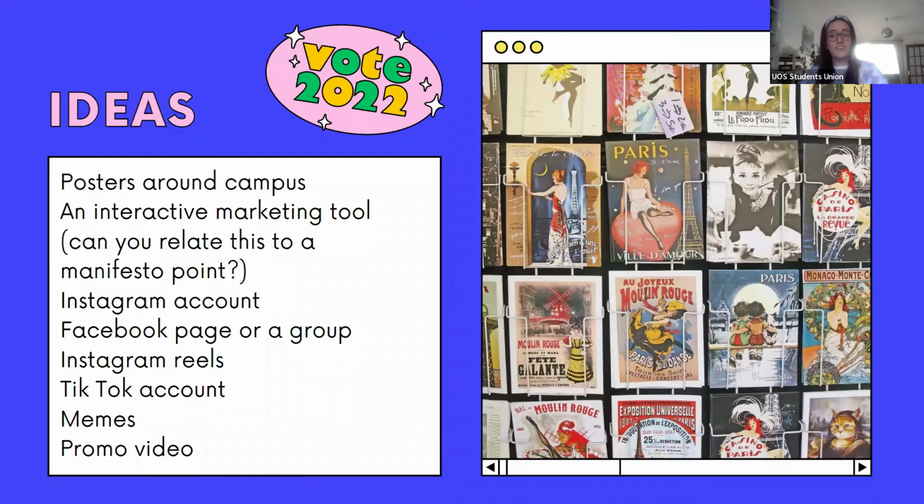But if you have a physical space, you could do something even bigger and more interesting, like a more interactive marketing tool that people can engage with. And you can relate this to your manifesto point. So I'll give you as an example, what we wanted to achieve at our refreshers fair was to tell students that there will be a summer ball. We don't want to sell tickets. We just want to let them know that this is happening, so that they start planning, thinking about it.